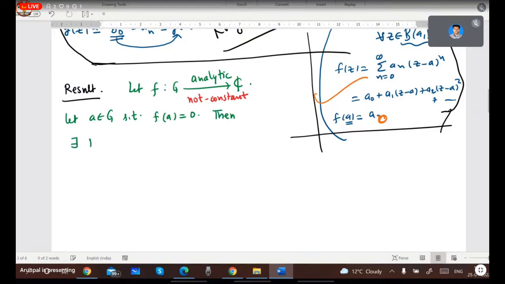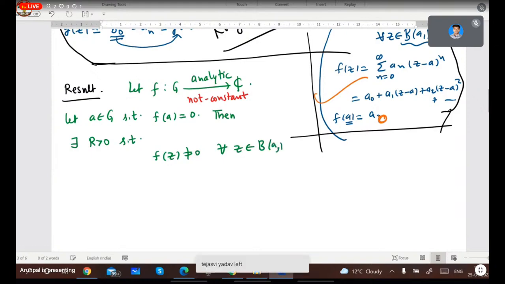there exists some r greater than 0 such that f(z) is not equal to 0 for all z in this ball. Of course, it is understood, class, that this ball is contained in G. You are not going to go outside G.